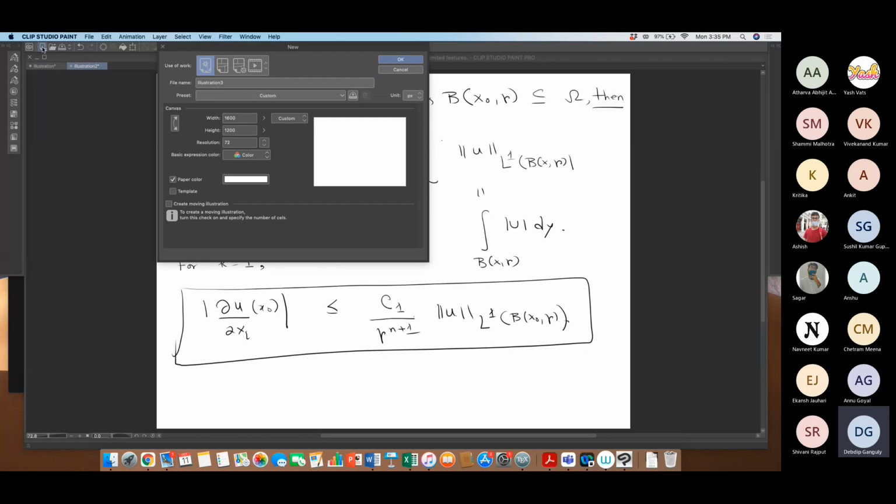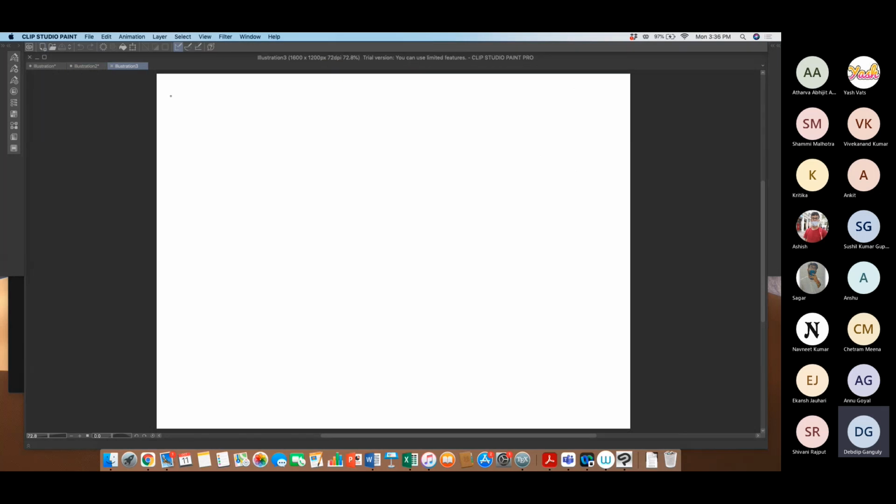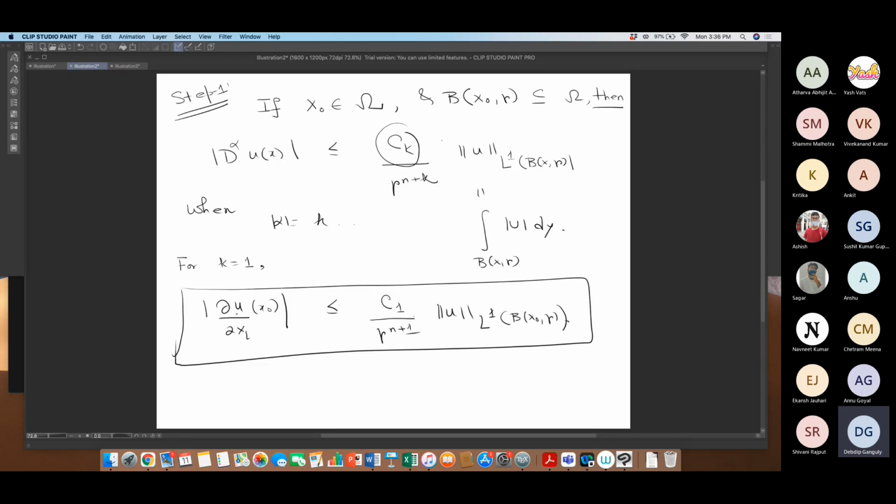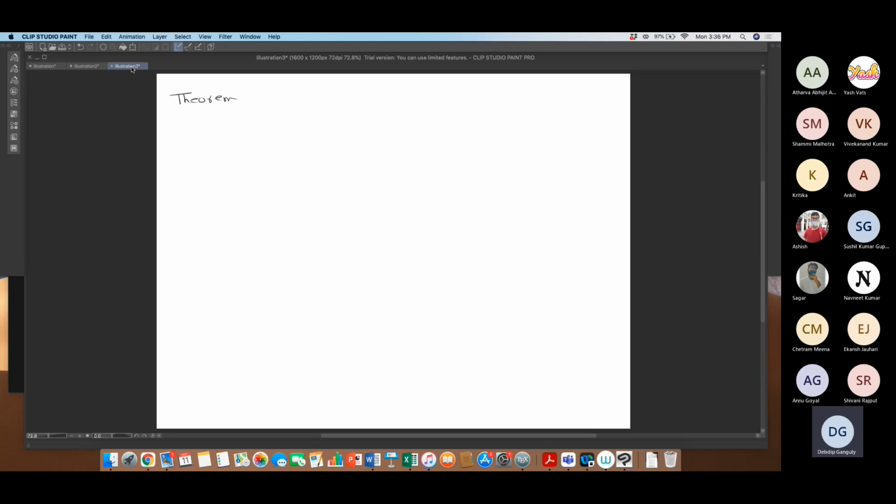Now I will do a theorem which is very simple. This is a new theorem, and I will use this fact: if u is harmonic, then del u by del x at any point x naught will satisfy this estimate. This theorem is the famous Liouville theorem.